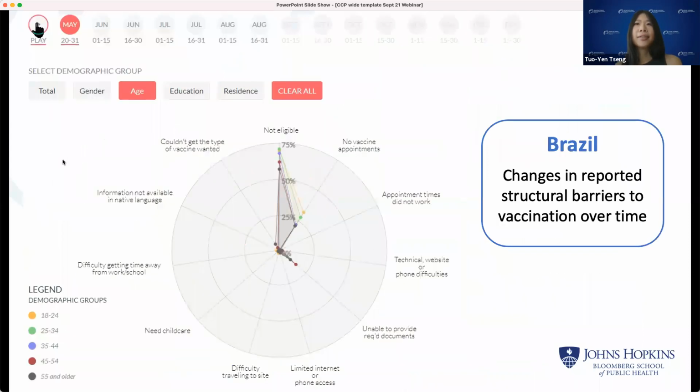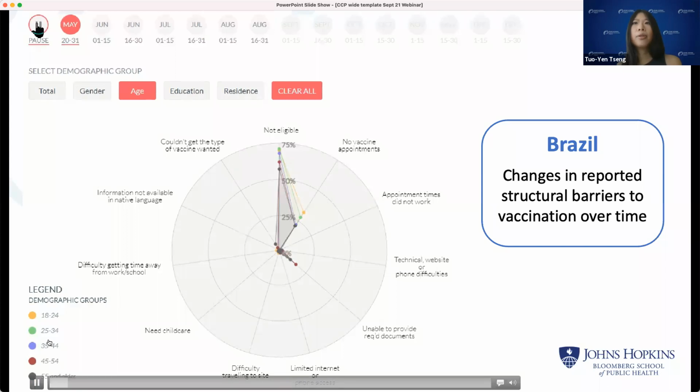Next slide, please. Now I'd like to introduce another way of visualizing changes in data over time. In each graphic on the dashboard next to the data collection periods, there is a play button. You can click on the button to start an animation. Please press play.